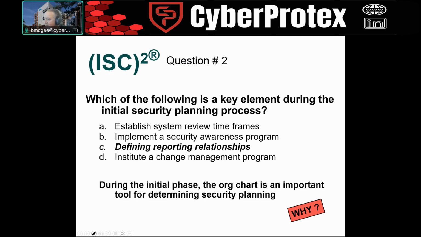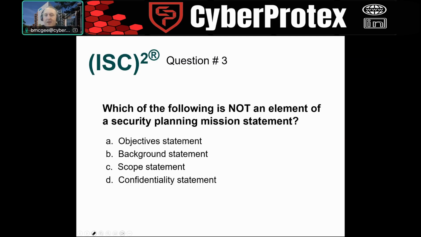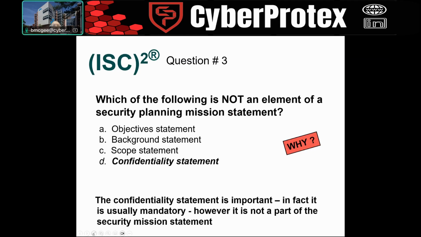You know what? Let's go with, I've been waiting for you. Let's go ahead and get you to help me out with this one. Which of the following is not an element of a security planning mission statement? Reading from bottom up: D, confidentiality statement. C, scope statement. B, background statement. And A, objective statement. I accidentally pushed the forward button here, but okay.